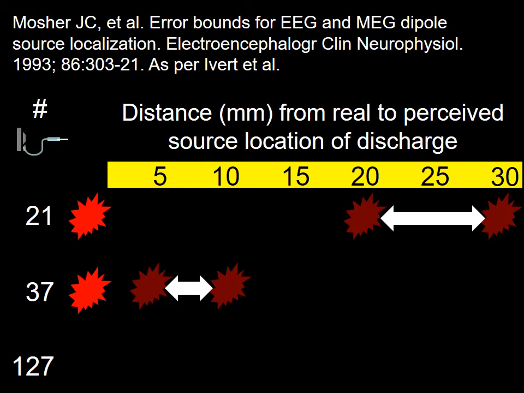On the other hand, if 127 electrodes are used, the distance between the real source and the perceived source could be as little as 2 millimeters or as much as 5 millimeters. So as you can see, there is conflicting data regarding the benefit of closely placed electrodes.